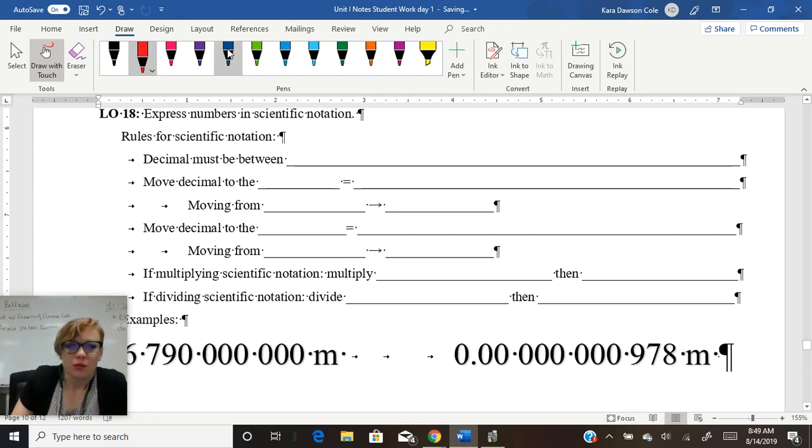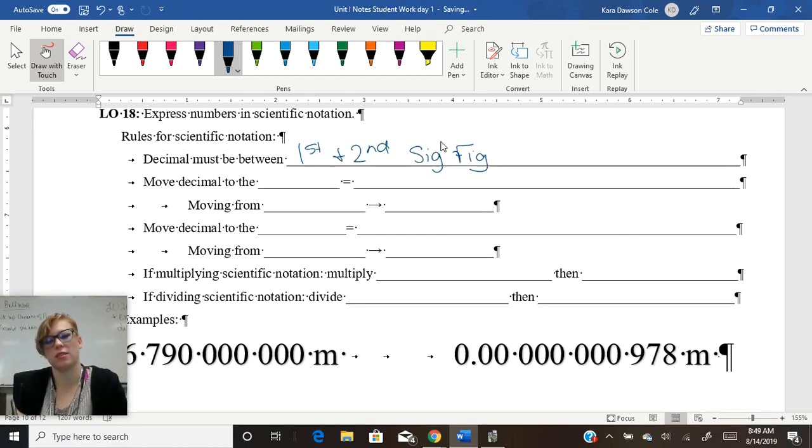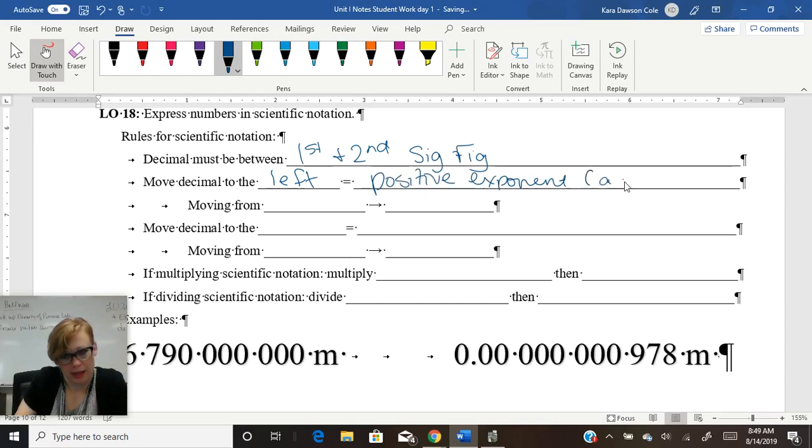So, rules for scientific notation. The decimal must be between the first and second significant figure. You should know how to count sig figs, so it's always between the first and second sig fig. Move the decimal left, we have a positive exponent, we add. Basically what this means is that we're moving from a big number to a small number, if that makes more sense to you.